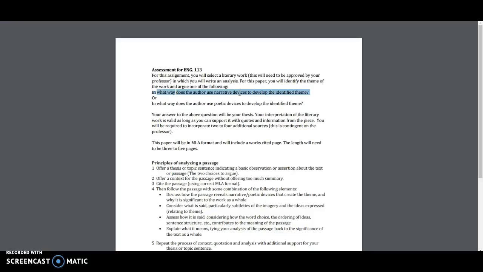If you did Writing Project 2 correctly, you've actually done the research on this already. That was the whole point of Writing Project 2, was to research this topic. Their narrative devices. What is a narrative device? What's the identified theme? What is all that? That's what the whole point of the research paper is.